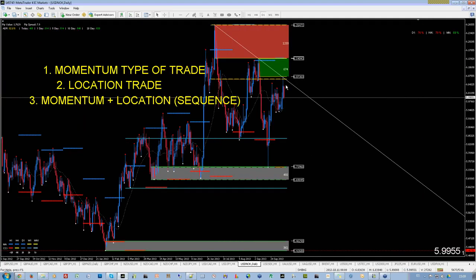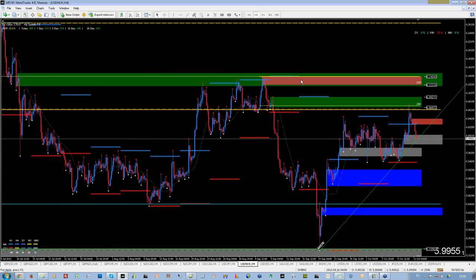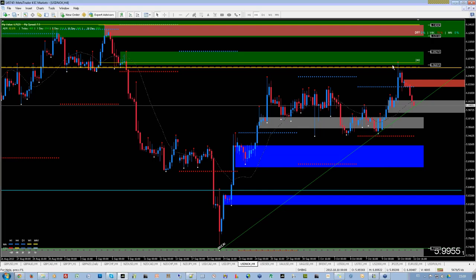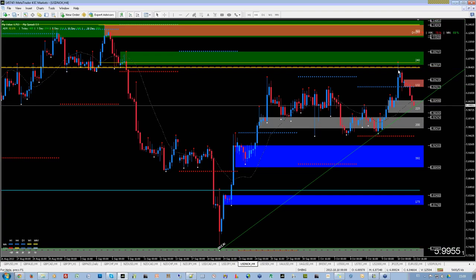So now let's switch to the daily to see the three types of trades. So this trade on the 4 hour up here on the weekly, which type of trade was that trade? This one. A momentum type of trade, a location type of trade, or both?